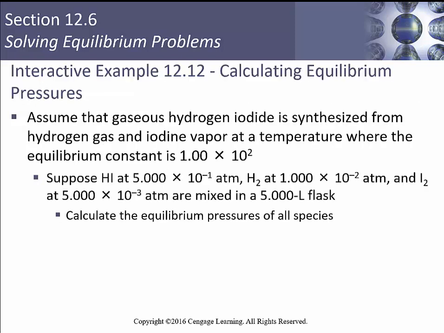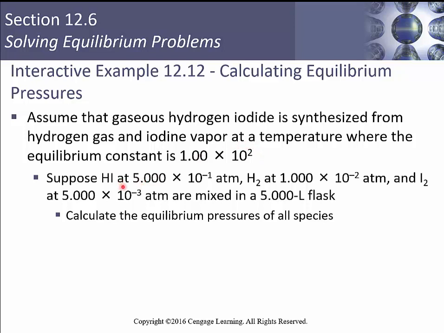Let's calculate equilibrium from pressure. So we've got gaseous hydrogen iodide. It's synthesized from hydrogen gas and iodine vapor at a temperature where the equilibrium constant is 1 times 10 to the 2. So that should be heavily favoring the products.